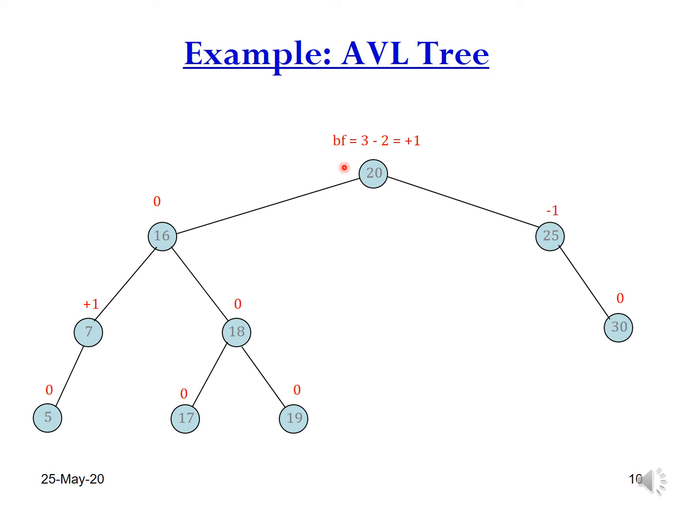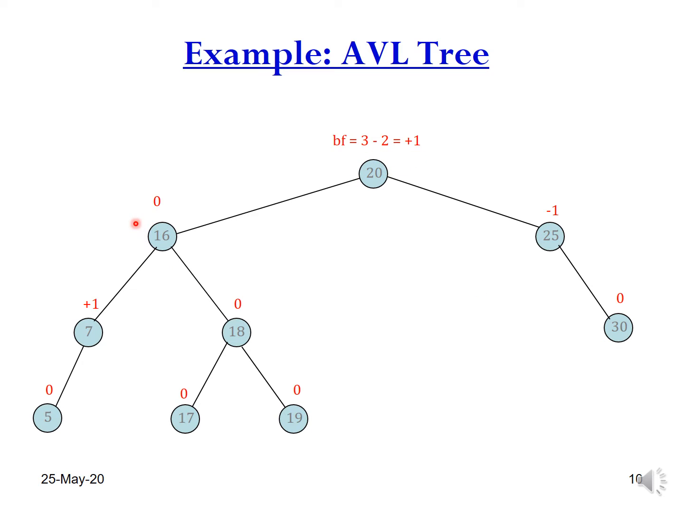We will calculate the balance factor of all the nodes, like the balance factor of this node 20. This is the height of the left subtree minus the height of the right subtree, and this comes out to 3 minus 2 equals plus 1, because the height of the left subtree is 1, 2 and 3, and the height of the right subtree is 1 and 2.